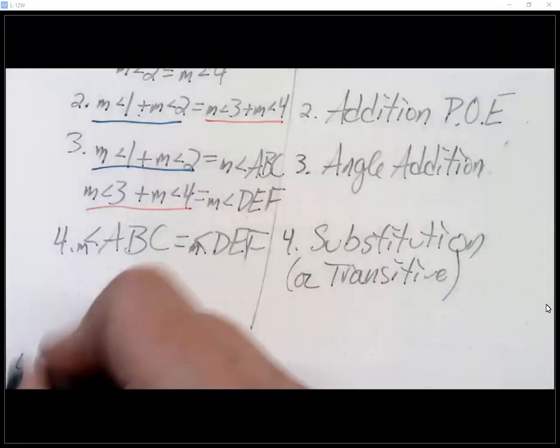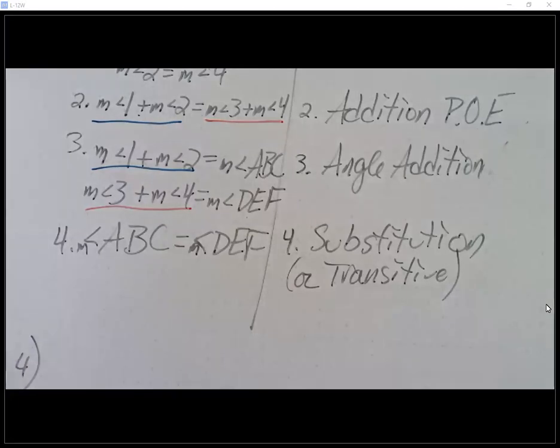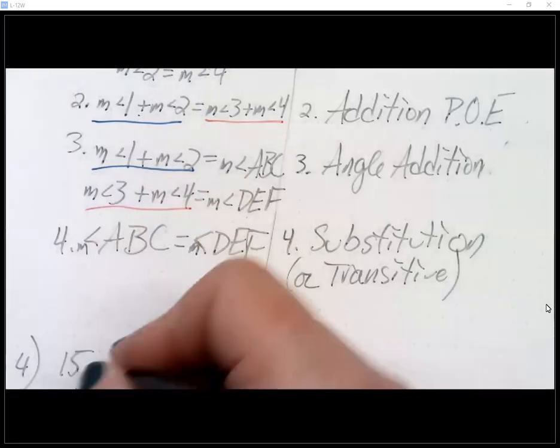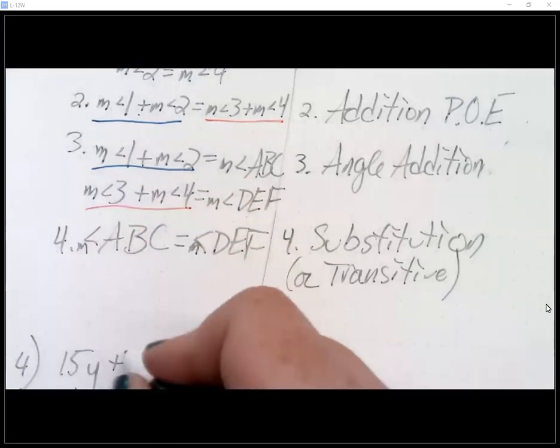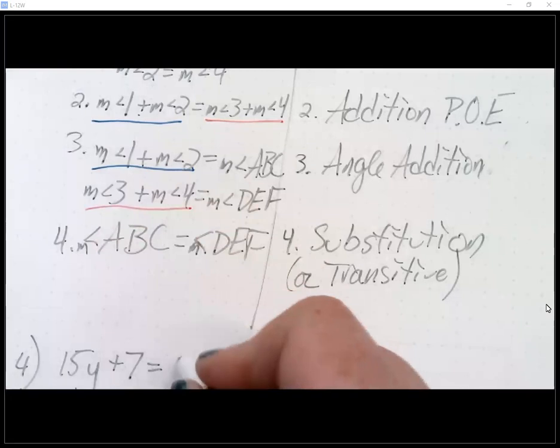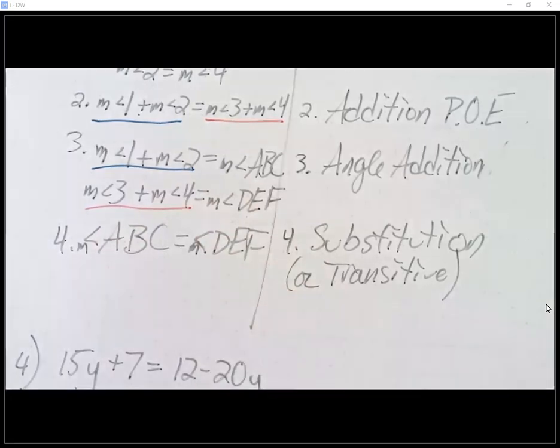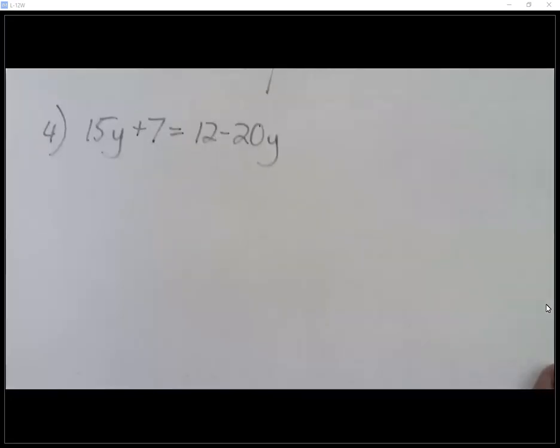So that one is 15y plus 7 equals 12 minus 20y. So that is essentially our given information. And whenever we have an equation, they don't usually explicitly come out and say, prove what y is. We understand that that's what we're supposed to do. I'm supposed to solve this equation for y.